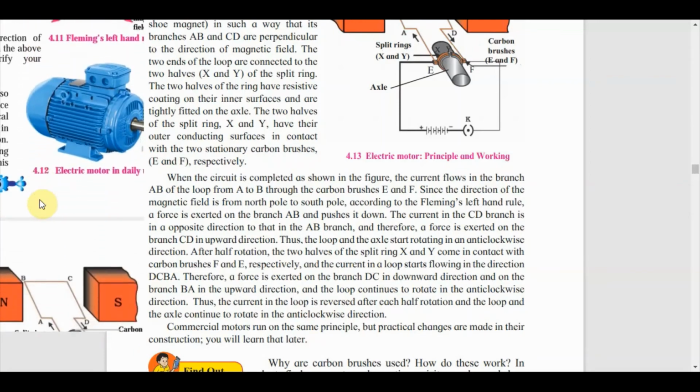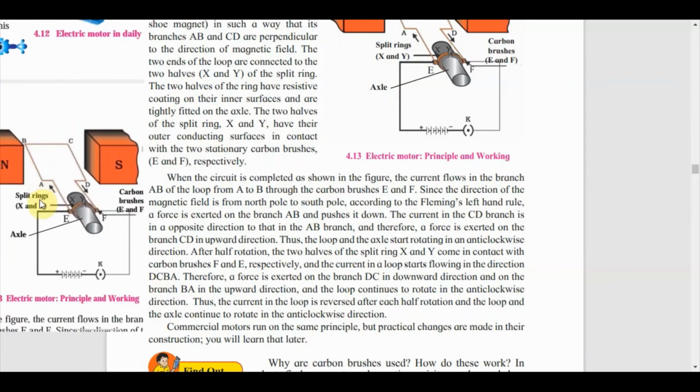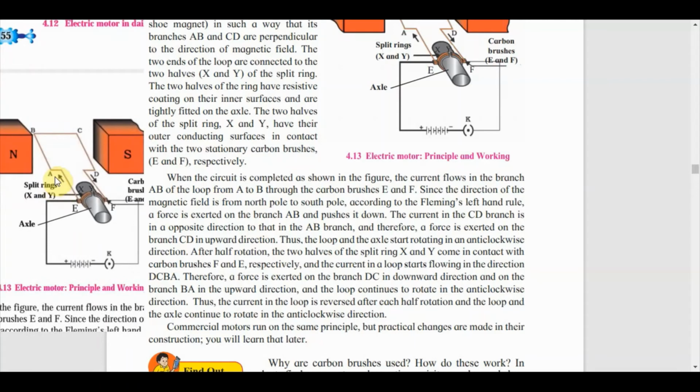Now let us understand more. This is about AB. Now what will happen when the current comes in the direction from C to D? You may have the question, what will happen to BC? Now if you see, BC is in the direction of the magnetic field, so BC will not experience any kind of force. Keep it in mind. The branch BC will not experience any force because BC is in the direction of north to south, that is, in the direction of the magnetic field.